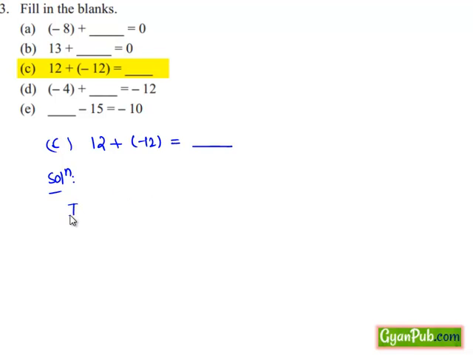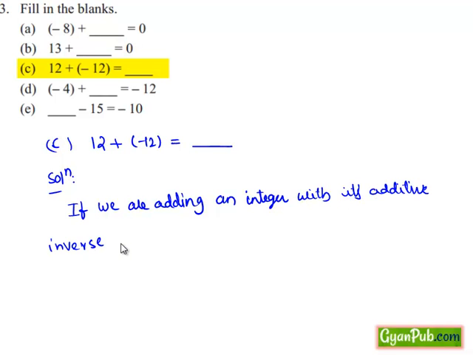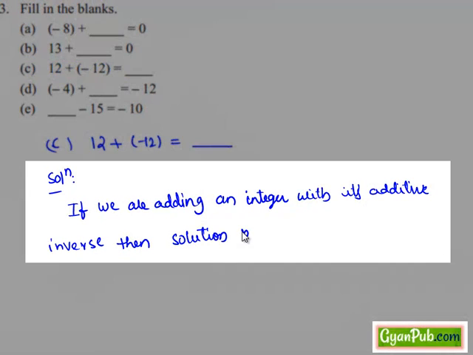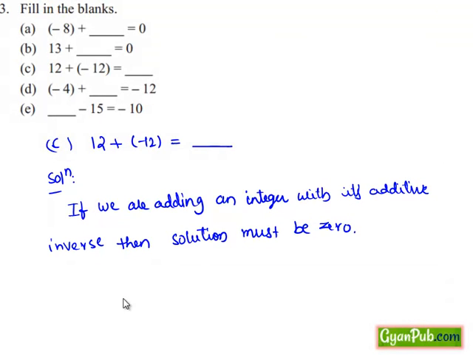The condition is, if we are adding an integer with its additive inverse, then solution must be 0. Now we are adding 12 with its additive inverse minus 12. Then the solution must become 0.